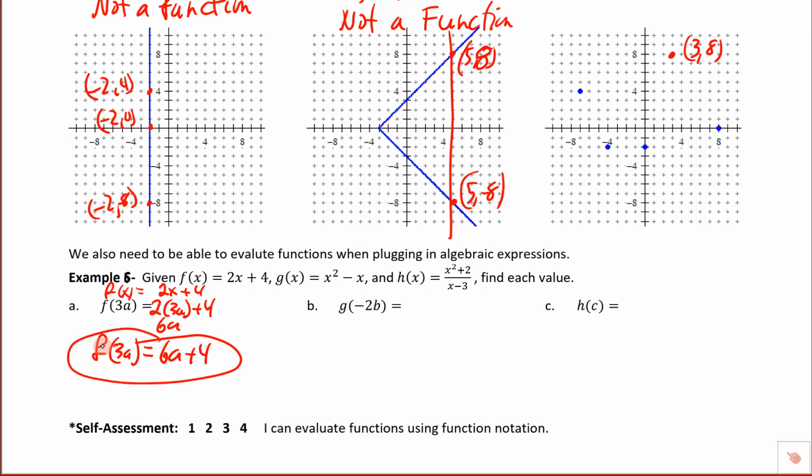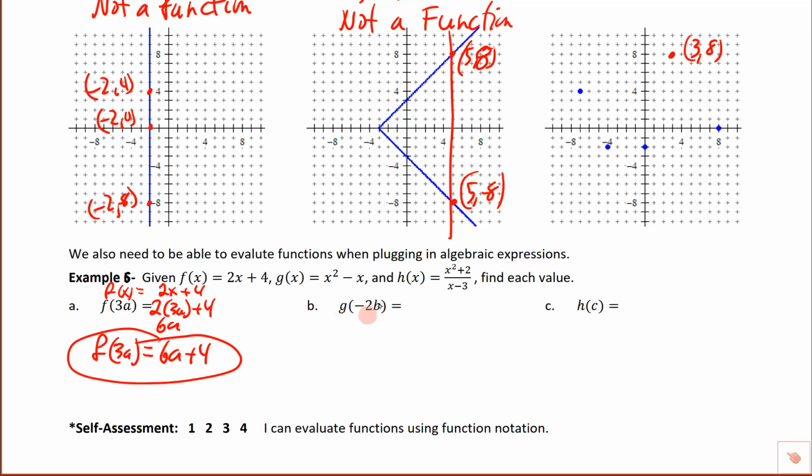And I know this seems weird, but this is kind of getting used to some of the abstractness that you're going to see later on. We don't always get numbers. We don't always plug in a number and get a number out. Sometimes we're going to plug in an expression with a variable and we get out an expression with a variable. So let's turn our attention to b here. This one we want g of -2b.